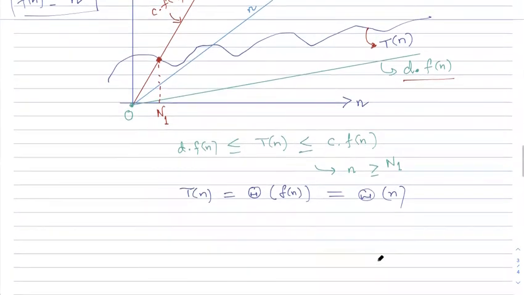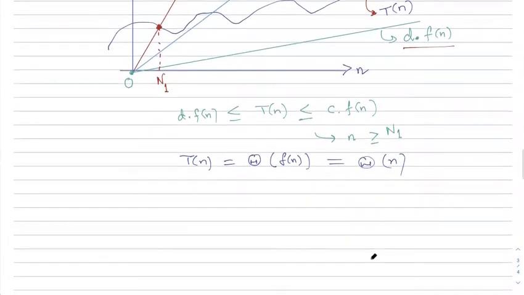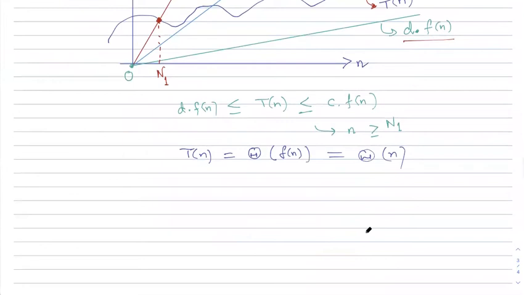I hope this is clear. This is the basic approach to come up with a bounding function for a given timing function. Any question?